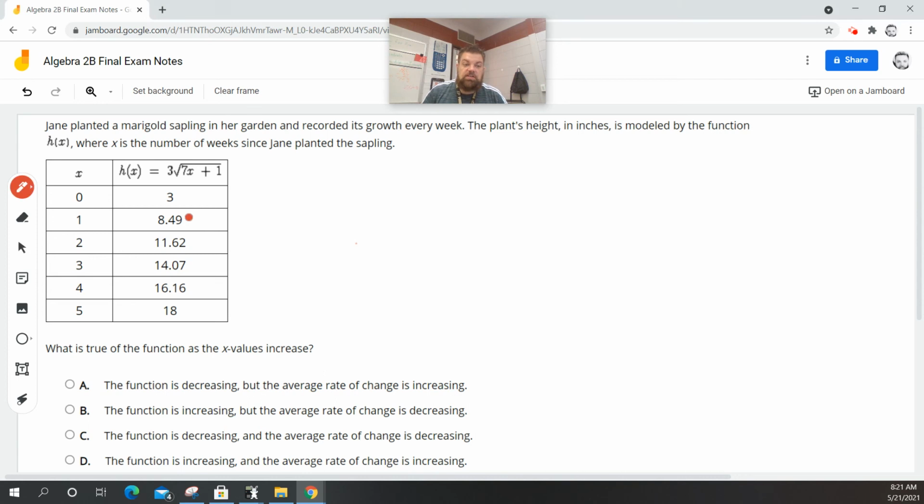So let's look at that. The function is increasing, right? As I go this way, what that means is the numbers are going up. 3 increases to 8, 8 increases to 11, 11 increases to 14, that increases to 16, then it increases to 18. So anyone that says decreasing is not an answer. The function is increasing. So it's a toss-up between B and D.